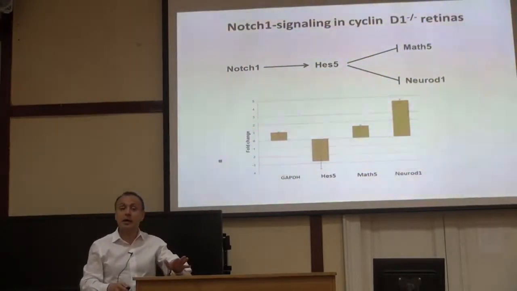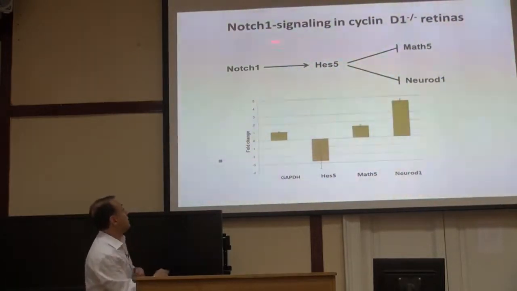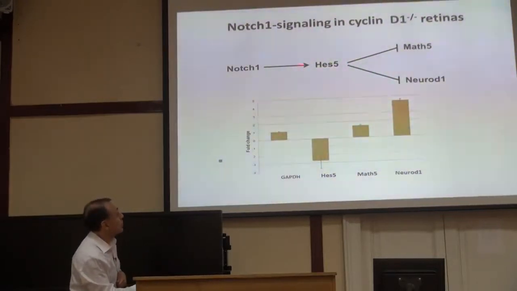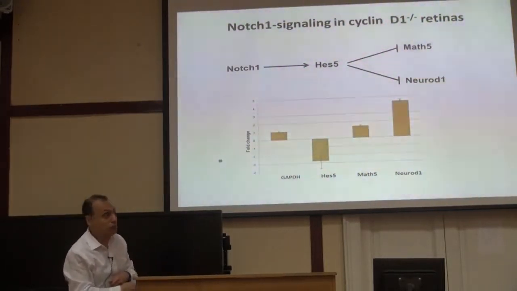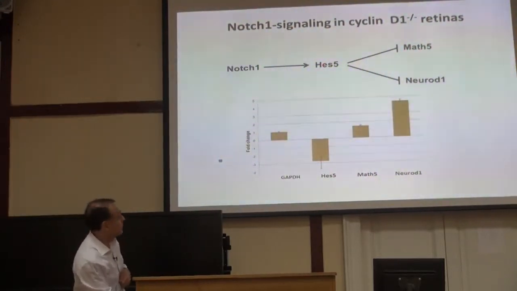We have found that when we knock out cyclin D1, there is less Notch expression. So we wanted to see whether the whole pathway is affected. If in the cyclin D1 knockout retina you have less Notch1, you should have less Hes5 and more of Math5 and NeuroD, because less of this means more of this. This is repressing this. And this is the retina of cyclin D1 knockout mice. Hes5 is downregulated compared to wild type, and Math5 and NeuroD are upregulated.